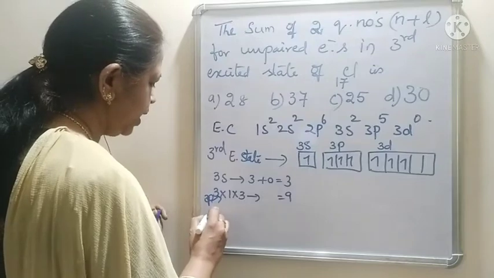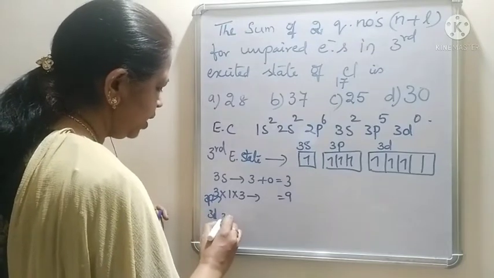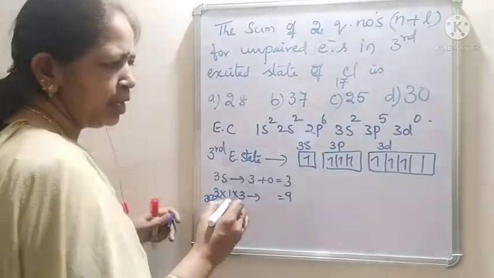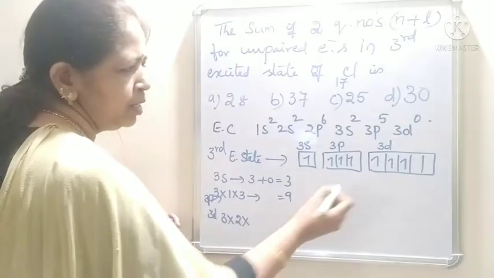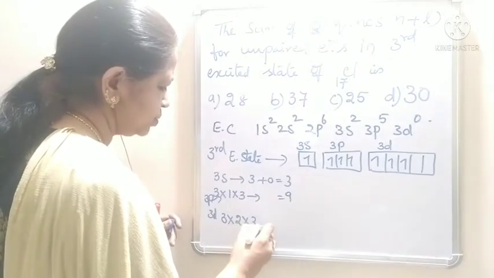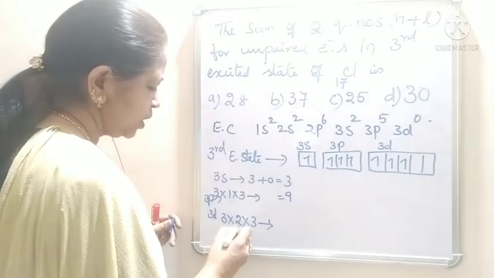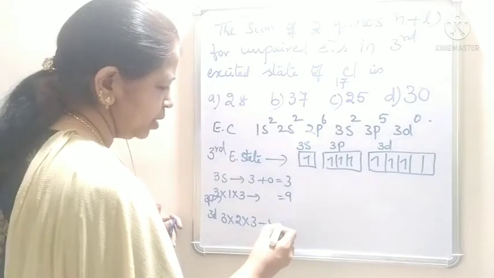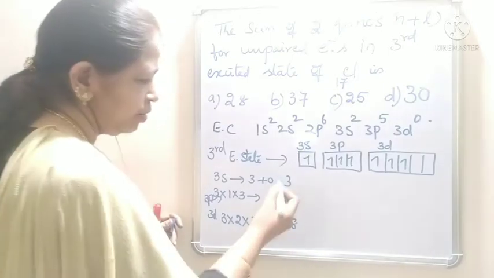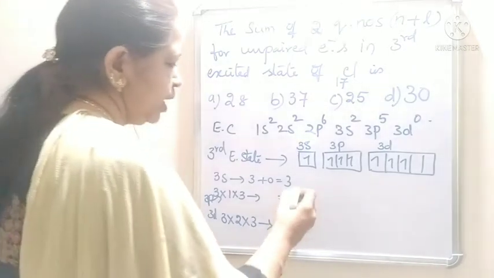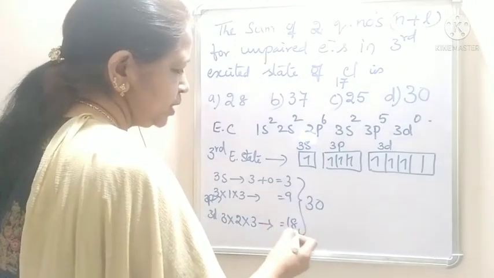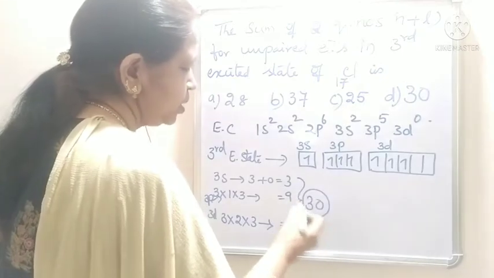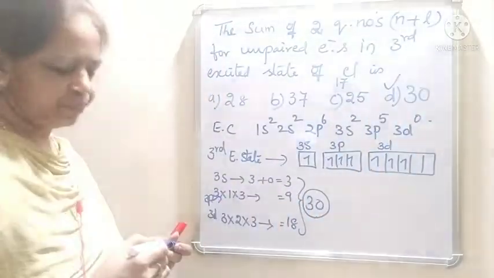Next, for 3d electrons, n is 3 and the l value for d is 2, and how many d electrons? 3 electrons. So, 3 into 2 is 6, and 6 into 3 is 18. So, we have to add all of these: 3 plus 9 plus 18 comes to 30. So, the answer is D for this question.